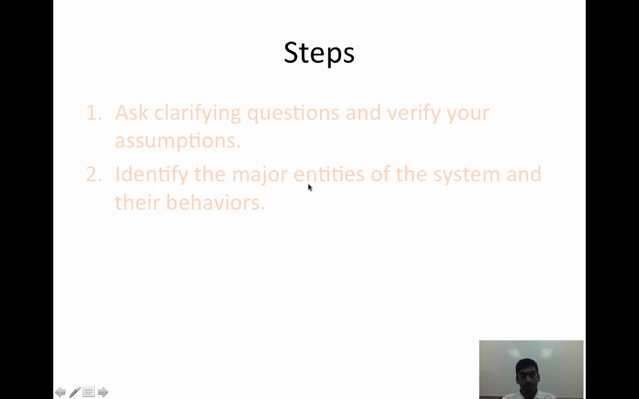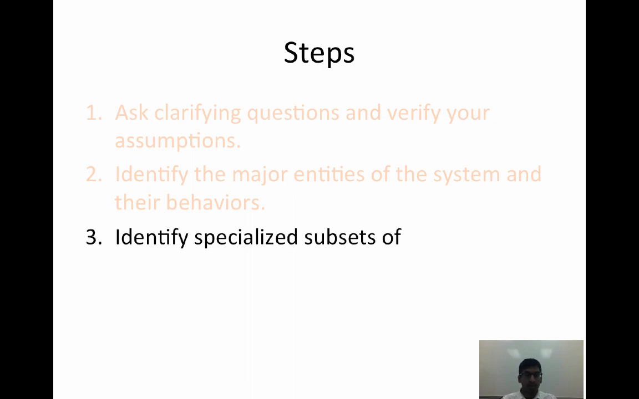So now we have asked clarifying questions, verified our assumptions, and then we identified the major entities. We identified their behaviors through interfaces, and we also actually defined them through classes. But some of these entities can have some specialized behavior. Like, we all are human beings, but then a customer in a restaurant behaves differently than a server in a restaurant. So obviously a customer and server don't exactly have the same behavior.